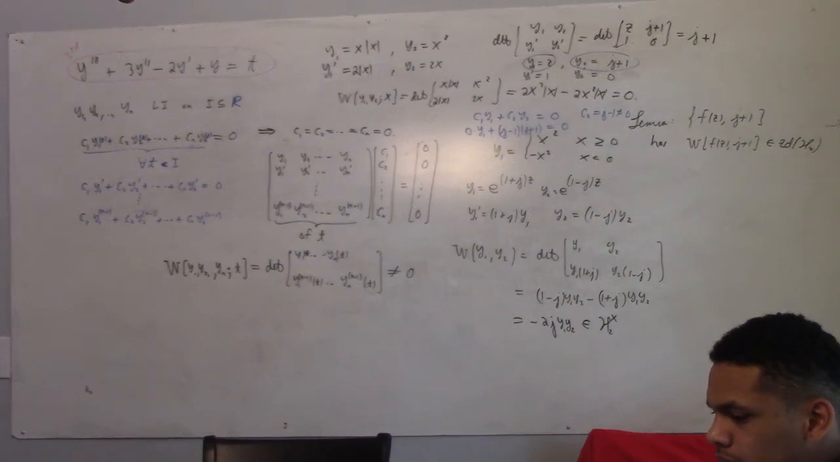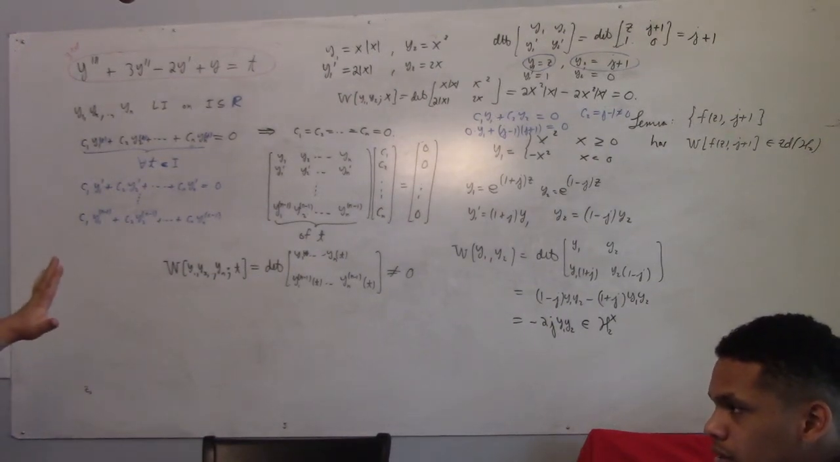But it's more than that. Notice that if it's a solution set, okay, so if you divorce yourself from the solution set, you would need that the Wronskian is non-zero.